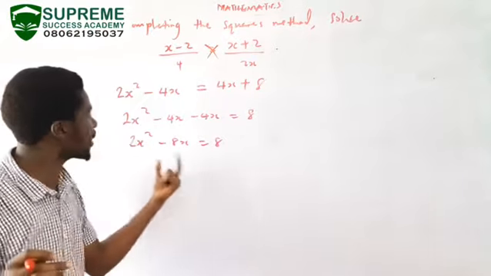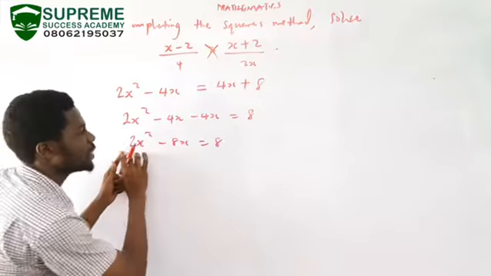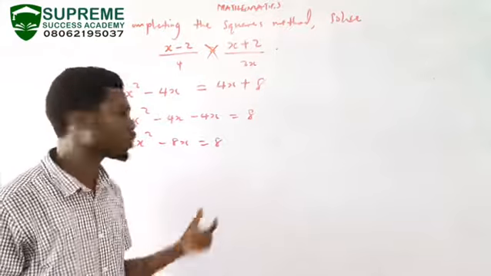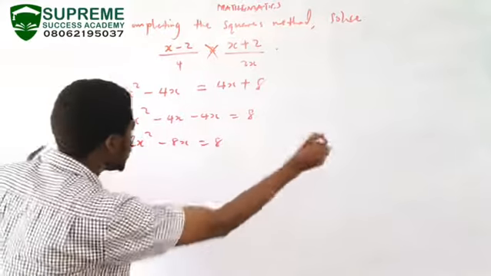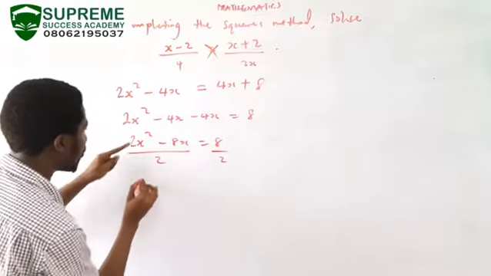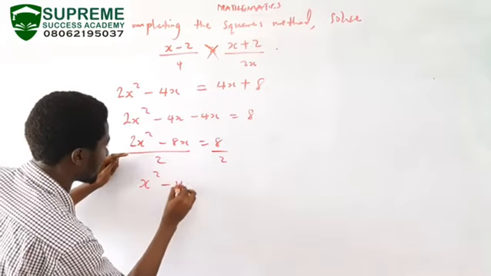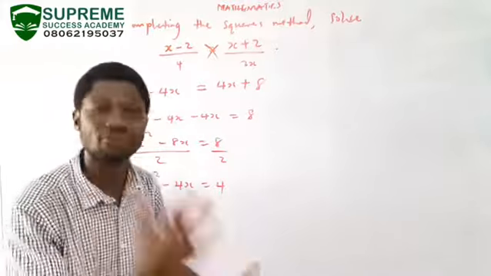I will expect my students to first of all reduce this equation professionally. Don't solve like this. Why? There is a common factor. So if you divide this equation by 2, this one over 2, this one over 2, what are you going to have? You are going to have x squared minus 4x equals 4. If you don't, you will still get your answer, but at least it's more professional, please.